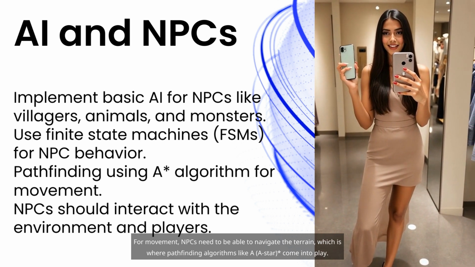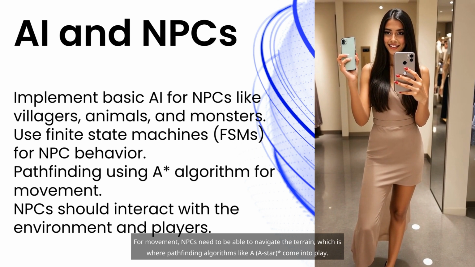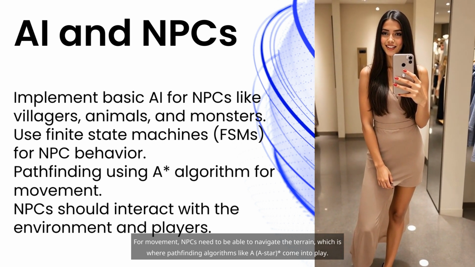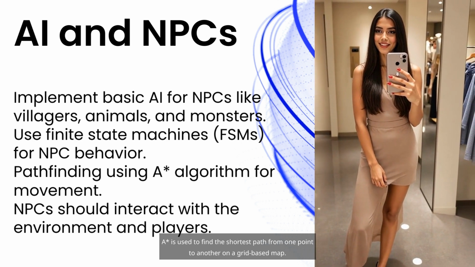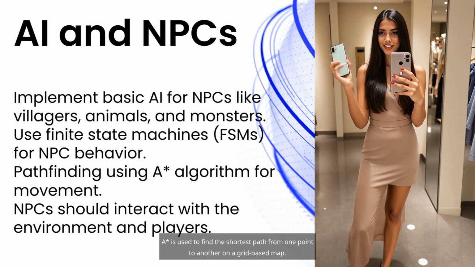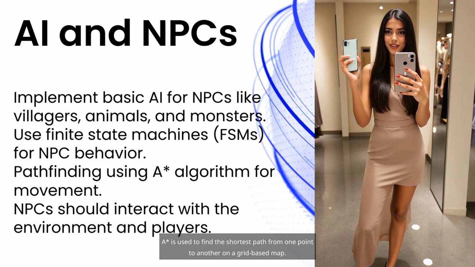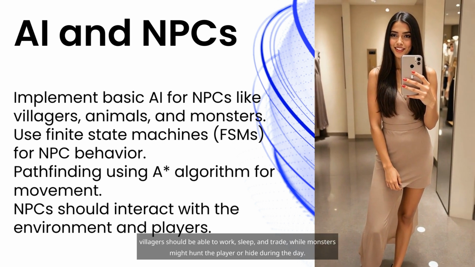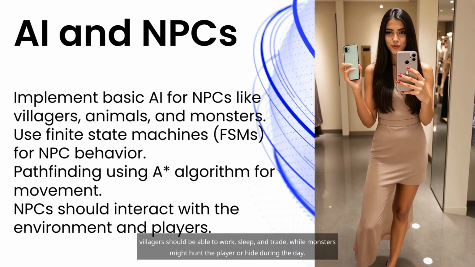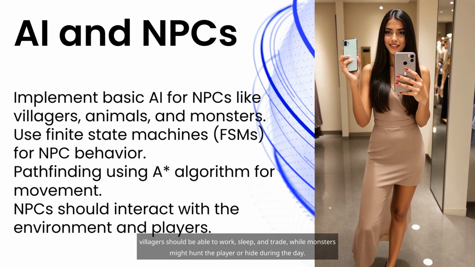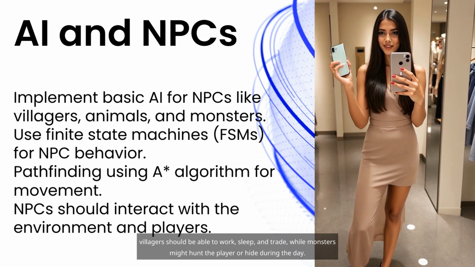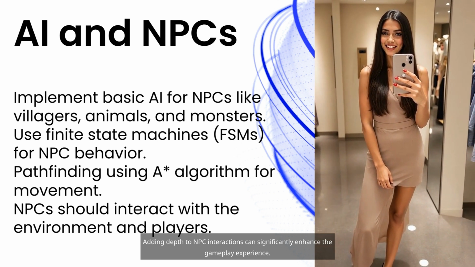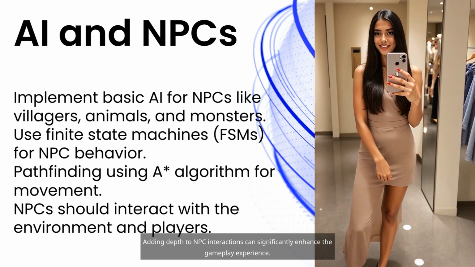For movement, NPCs need to be able to navigate the terrain, which is where pathfinding algorithms like A* (A-star) come into play. A* is used to find the shortest path from one point to another on a grid-based map. NPCs also need to interact with the environment. For example, villagers should be able to work, sleep, and trade, while monsters might hunt the player or hide during the day. Adding depth to NPC interactions can significantly enhance the gameplay experience.